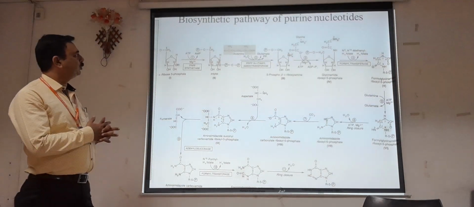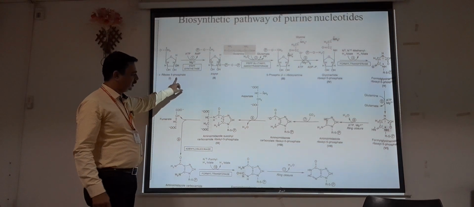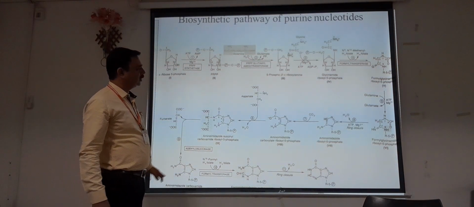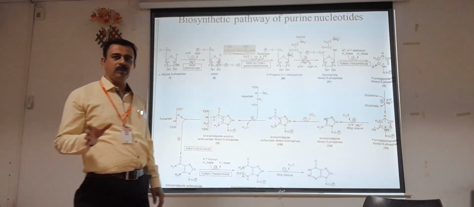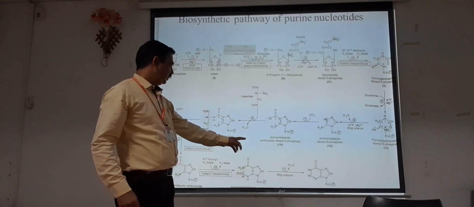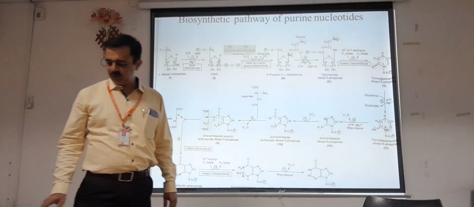Now, biosynthetic pathways of purine nucleotides. If you see, right from D-ribose 5-phosphate, the synthesis process takes place with various different intermediates of metabolism, and ultimately the synthesis of the structure of that particular purine molecule takes place.